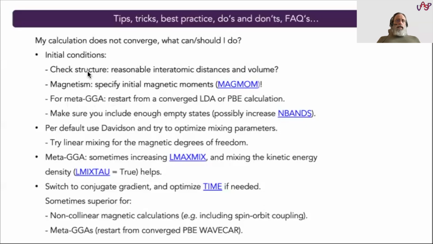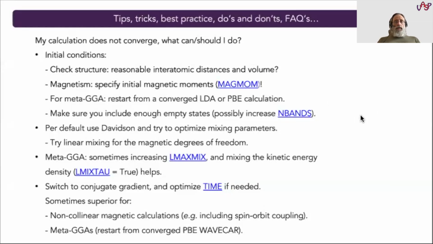So for meta-GGAs, initial conditions, you might restart them from pre-converged LDA or PBE calculations. That might definitely help. And then there's another thing: you should make sure that you include enough empty states. So possibly you need to increase the number of bands in your calculation by setting NBANDS by hand. This is definitely often the case for systems that contain f electrons.